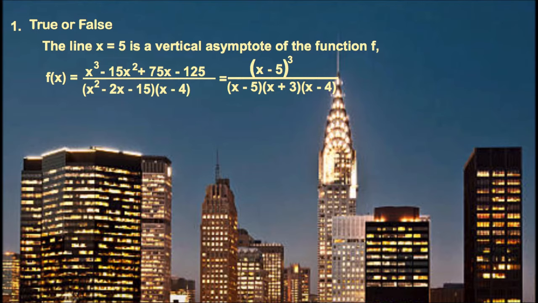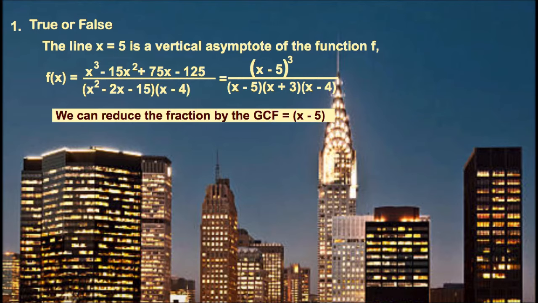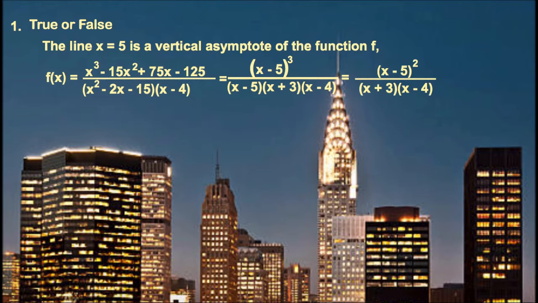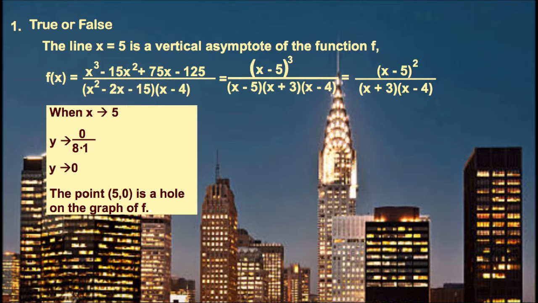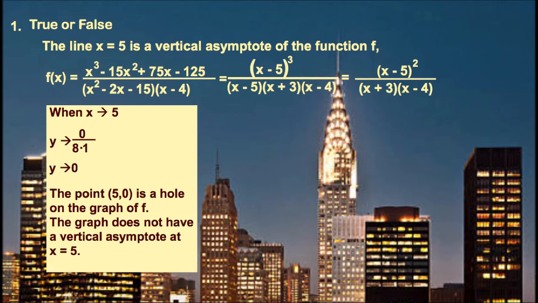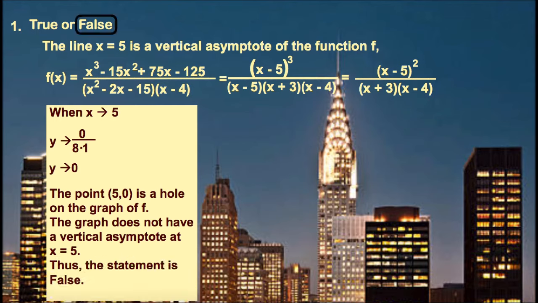We can reduce the fraction by the GCF, x minus 5, obtaining at the numerator the quantity x minus 5 everything squared over x plus 3 times x minus 4. When x approaches 5, y approaches 0 over 8 times 1, which means y approaches 0. The point of coordinates 5, 0 is a hole on the graph of f. The graph does not have a vertical asymptote at x equals 5. Thus, the statement is false.